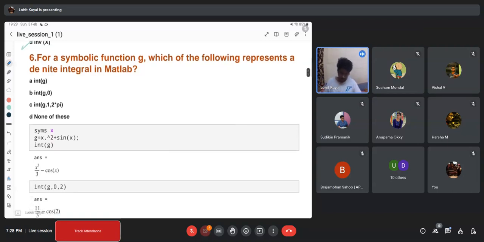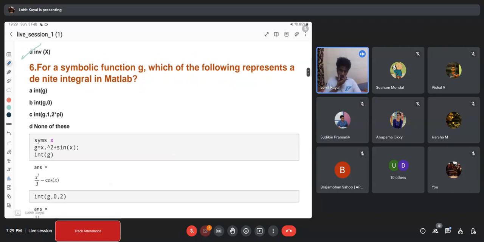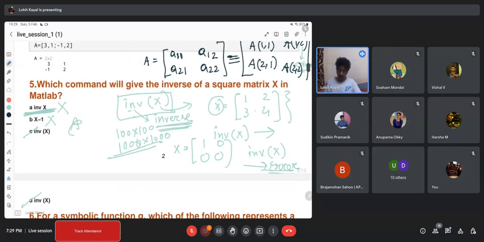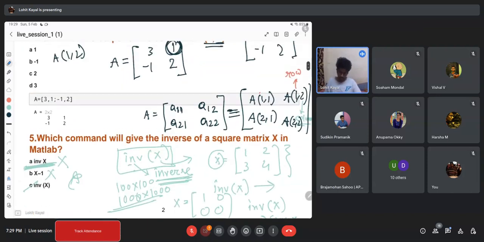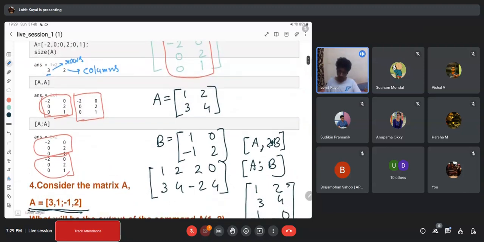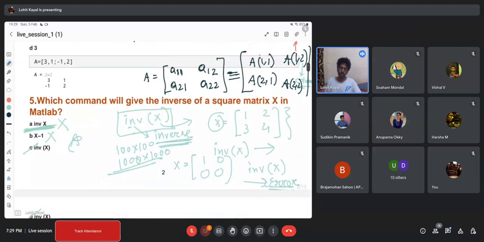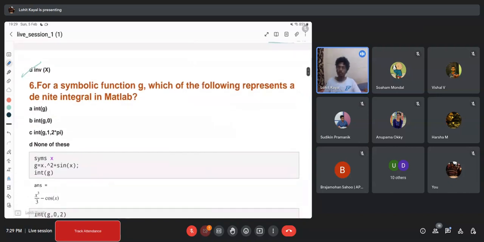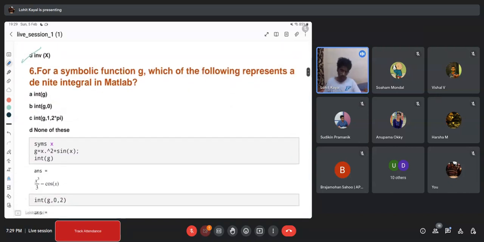Now MATLAB is mostly popular for numerical calculation. Whatever I am doing over here, this process, the concatenation process, these are all numerical calculations because I am dealing with numbers. But we can also do symbolic computation in MATLAB very easily. Now let's deal with the question.